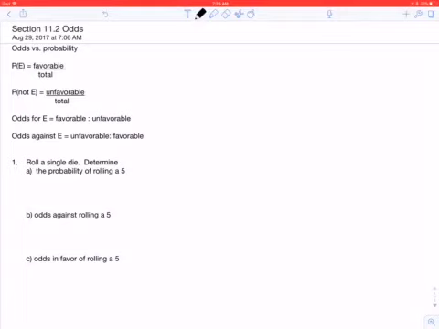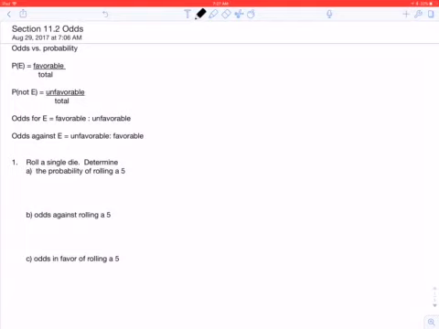Now, odds, on the other hand. Odds for an event occurring are generally expressed as a ratio of the favorable outcomes to the unfavorable outcomes. Odds against that event occurring, again as a ratio, would be the outcomes that are unfavorable to that event to the number of outcomes that are favorable to that event.